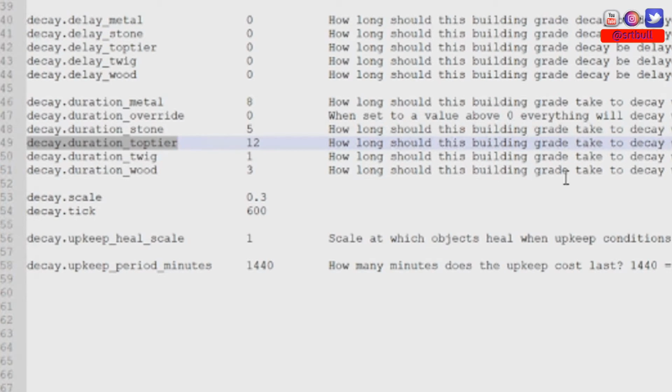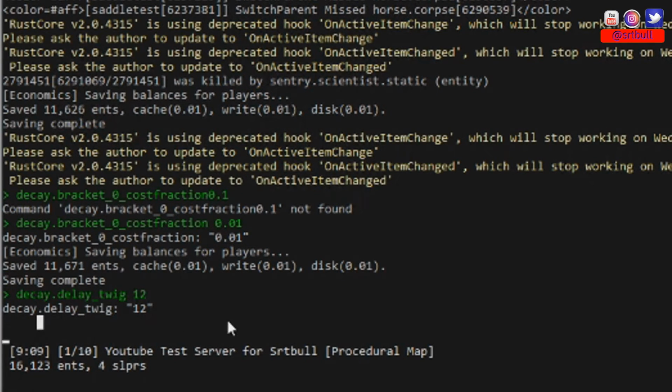So in this case, we're going to change the high qual section. By default, it's set at 12 hours. So let's say that we want to change that to 24 hours.